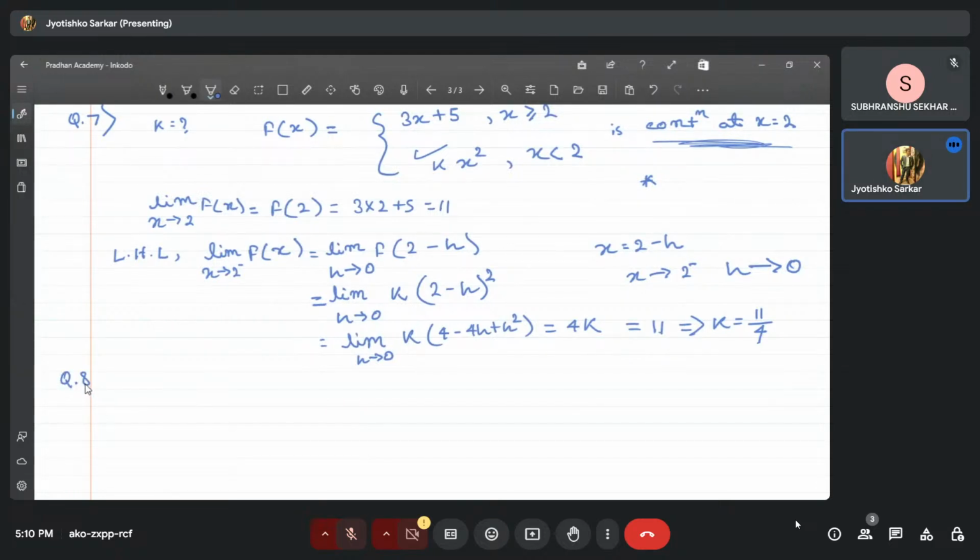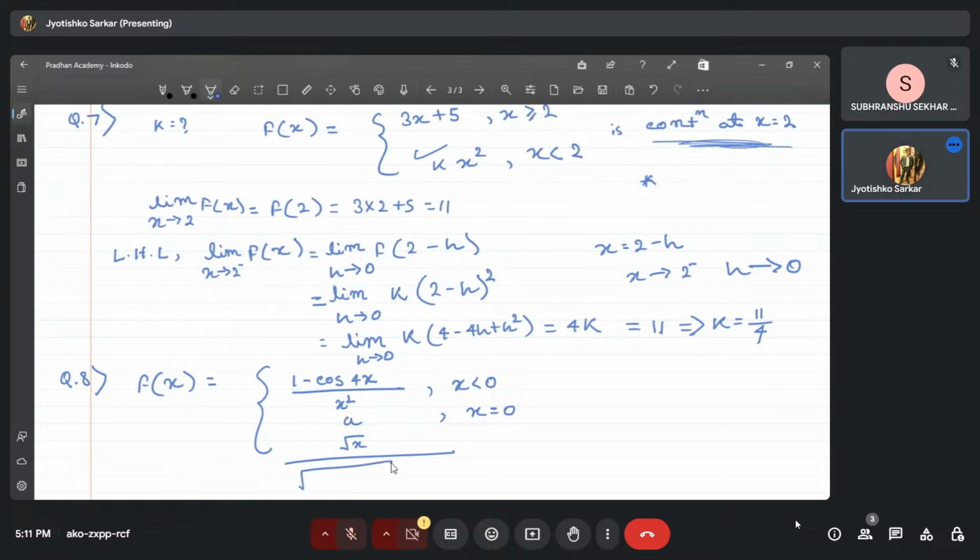Now question number 8. Here the function is given: 1 minus cos 4x divided by x square, for x less than 0; a, for x equals 0; and root x divided by root over 16 plus root x minus 4, whenever x is greater than 0.